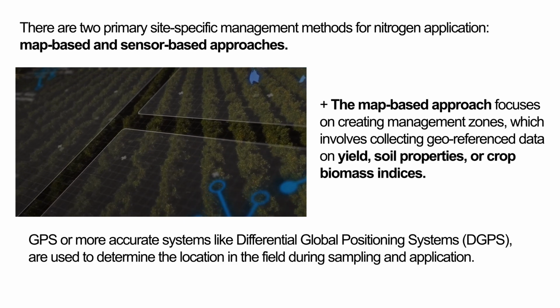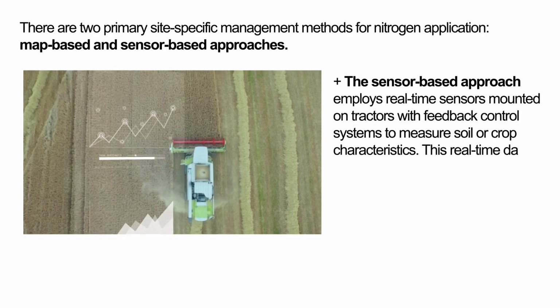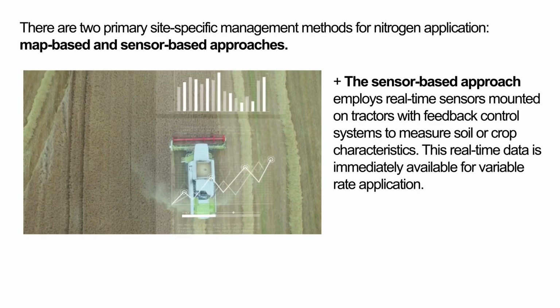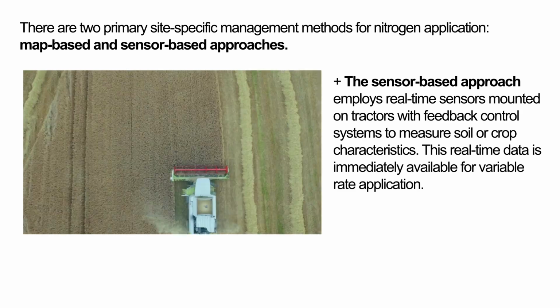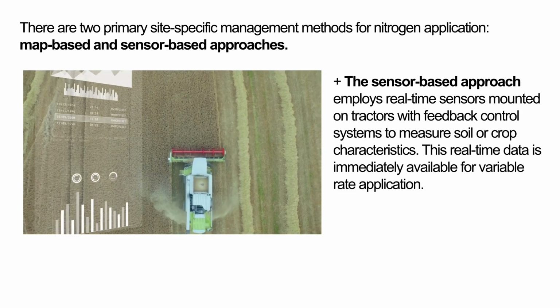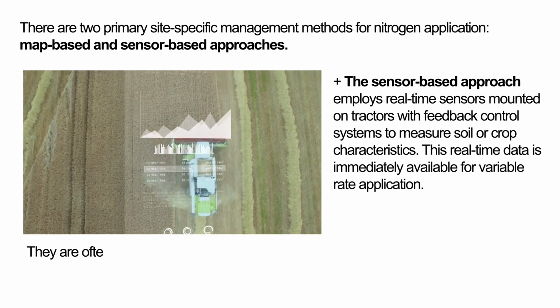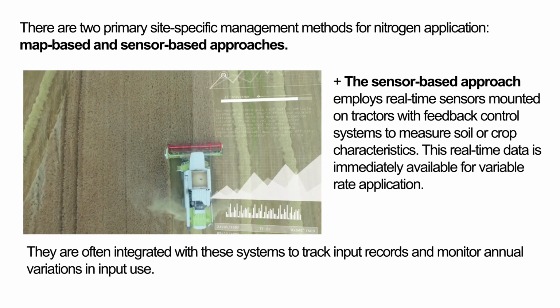during sampling and application. On the other hand, the sensor-based approach employs real-time sensors mounted on tractors with feedback control systems to measure soil or crop characteristics. This real-time data is immediately available for variable rate application. Although sensor-based technologies can function independently of GPS and GIS in the field, they are often integrated with these systems to track input records and monitor annual variations in input use.